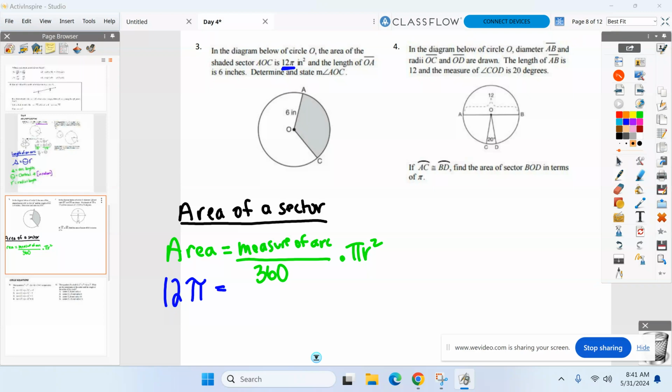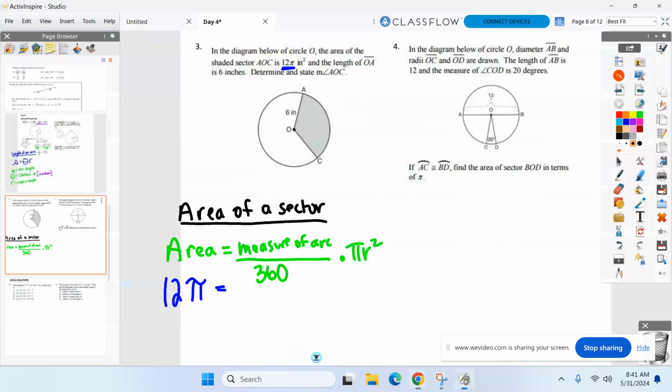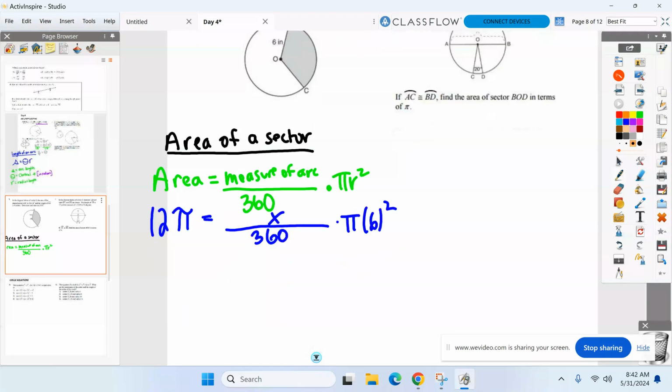There is another number up here, 6. Where should I put the 6? Shara? Radius. So I am solving for the measure of the arc. It said solve for AOC. AOC and the arc are the same thing. Times pi 6 squared.